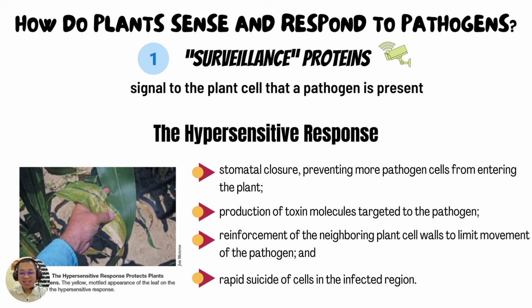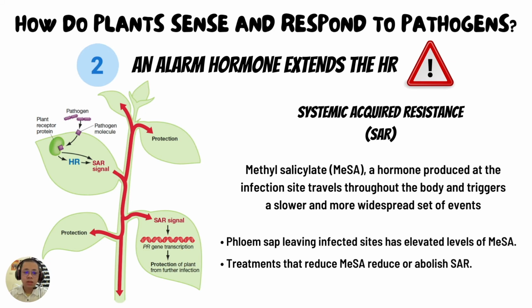Plants that can detect an infection quickly and induce a hypersensitive response remain healthy and show no further signs of disease. The HR, or the hypersensitive response, is similar to the cell-mediated immune response in animals, which leads to the death of infected cells. Now, we have an alarm hormone that extends the hypersensitive response. We call it the systemic acquired resistance, or the SAR.